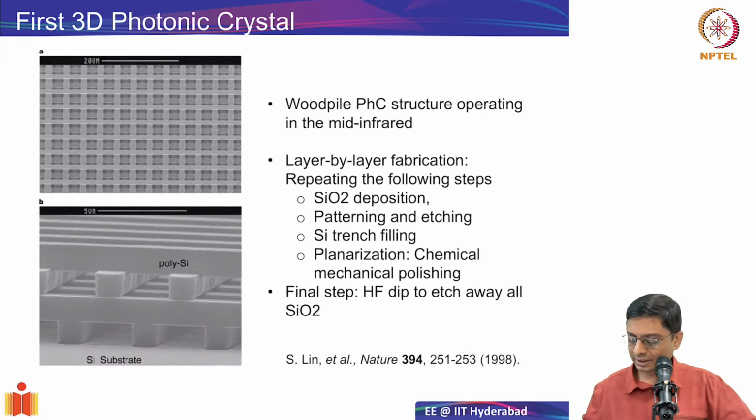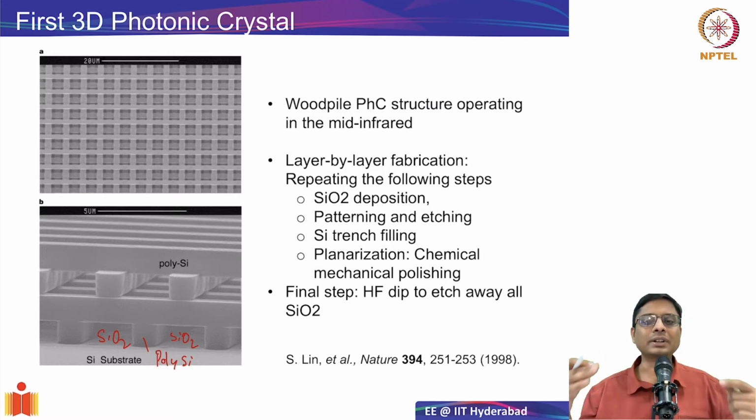For example, here initially I would make silicon dioxide. Okay, I should write it in red perhaps. Silicon dioxide. So make lines of silicon dioxide. In between, wherever the gaps are, fill it with silicon. This is what is called polysilicon. Okay, and then repeat it. You finish one layer, planarize it, and then repeat it in the perpendicular direction, and so on, and just keep repeating for how many layers you want.